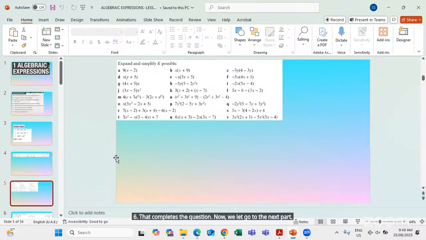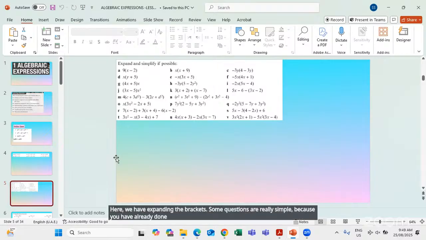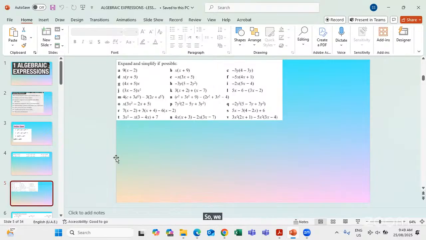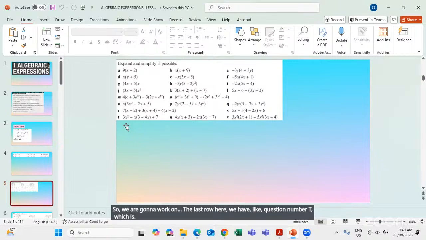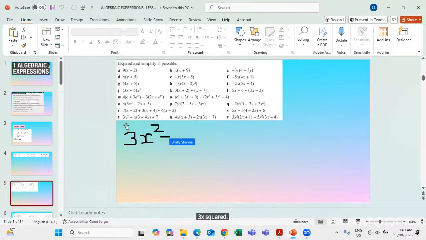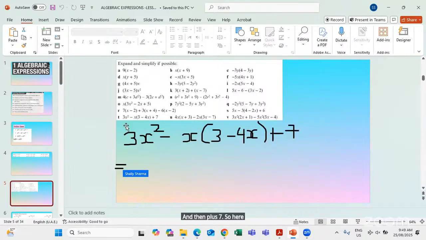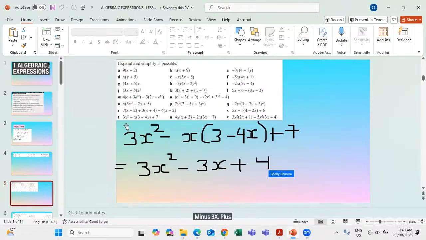Here we have expanding the brackets. Some questions are really simple because you have already done these things before. So we are going to work on the last row here. We have question number T, which is 3x squared minus x times 3 minus 4x, and then plus 7. So here it will be 3x squared minus 3x plus 4x square, and then we have 7.